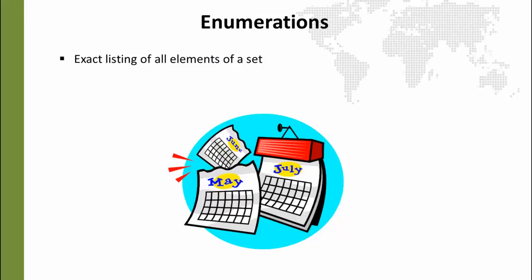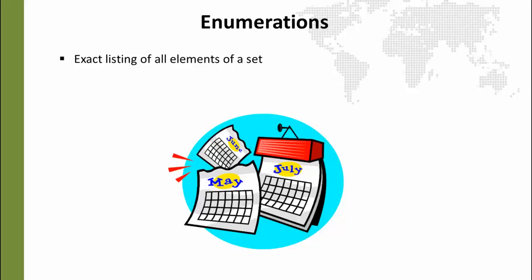So let's talk a little bit about the definition of enumeration. An enumeration is basically an exact listing of all the elements of a set. That's the dictionary definition. What that really means is that an enumeration is just a collection of things that is all of those things. If you were to enumerate through an enumeration, you would be going through every single item in that set. And a good way to think about this is months of a year.